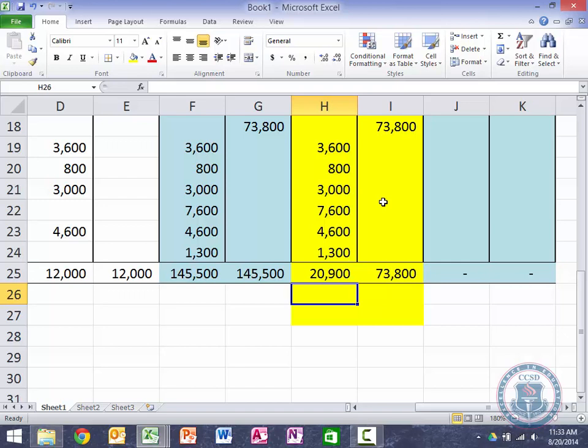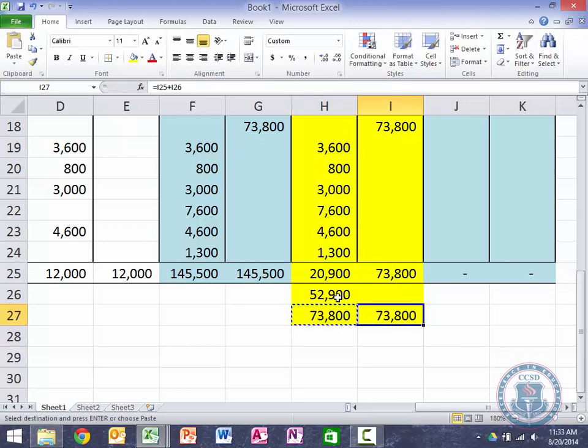How are we going to calculate the net income? What are we going to take? Equals 73,800 minus 20,900. 52,900 is our net income. We're going to say this one equals this plus this, and copy and paste the same thing. Equals the 20,000 plus the 52,900 equals 73,800.